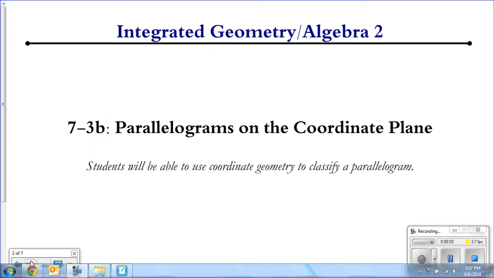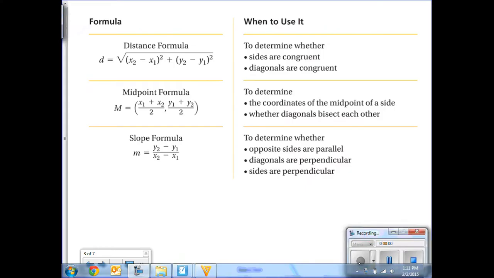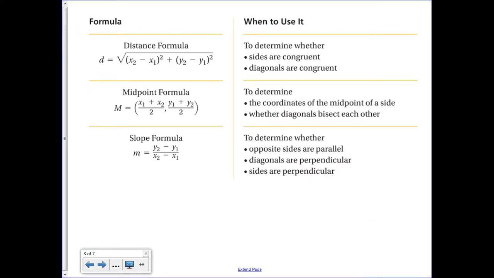This video is about parallelograms on the coordinate plane. So it's important to start by reminding you of these three formulas that you're going to use pretty much any time you're doing geometry on the coordinate plane. Distance formula lets you determine how long a segment is. The midpoint formula lets you find the point that's right in the middle between two other points on the coordinate plane. And the slope formula lets you find the slope of any line or segment that's drawn on the coordinate plane.